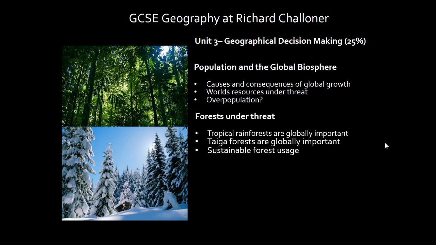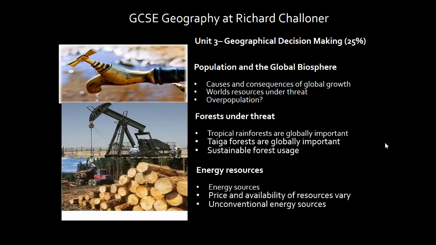We look at the tropical rainforest and how important it is globally, so for our weather, climate, local resources, education. We then focus on the taiga forest and how globally important it is. The rainforest is often seen as the lungs of the earth, but if you look at the size of the rainforest compared to the taiga forest, sometimes also known as the boreal forest, you'll notice that the boreal forest is much bigger. Therefore, which is more important? We then think about how forests can be used sustainably as well.